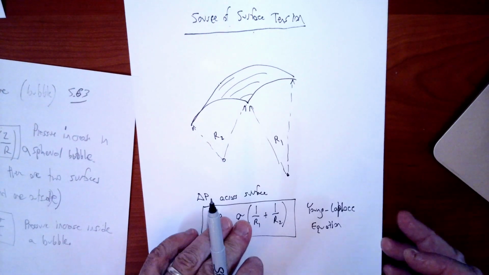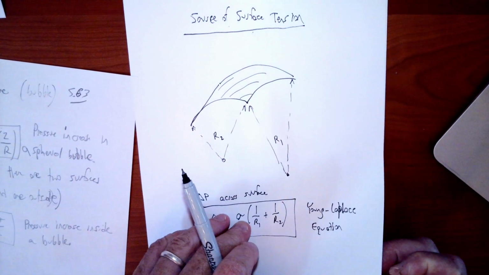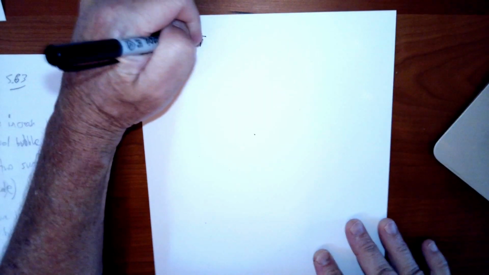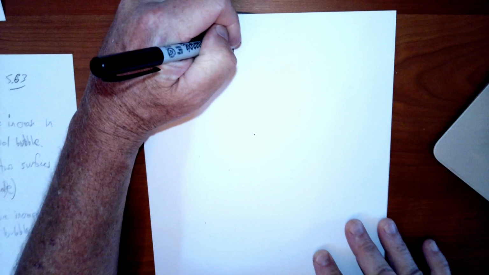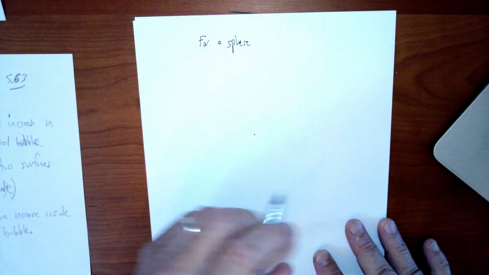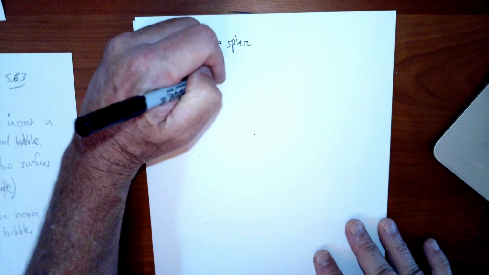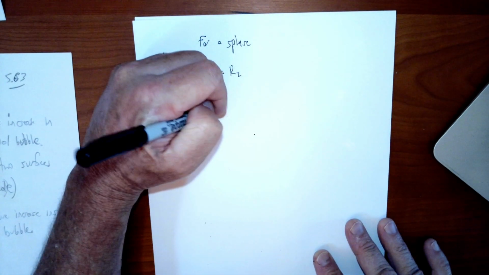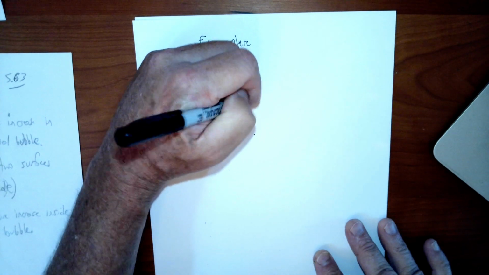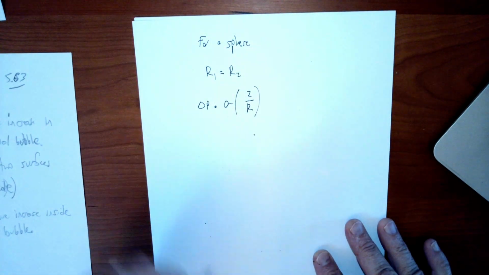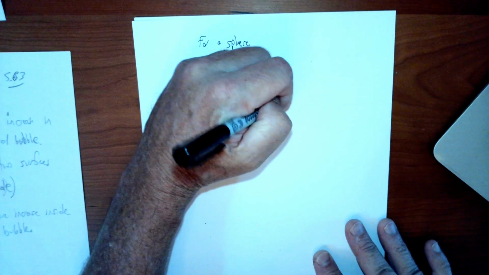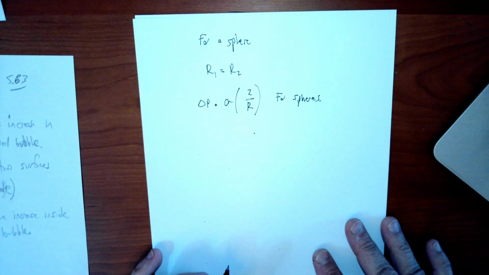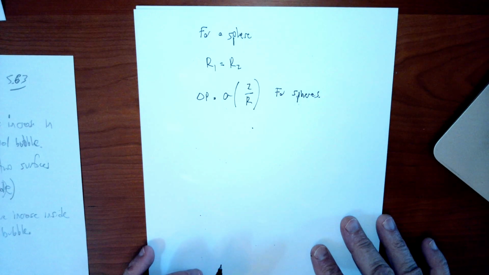For a simpler case, we can look at a sphere, which works if we're examining, for instance, bubbles in liquid. So if you have a sphere, then you don't have two radii of curvature, you only have one. So for a sphere, R1 equals R2, and therefore delta P, using that same formula, is just sigma times 2 over R. So that's for spheres. That's very, very easy to remember and very easy to use.